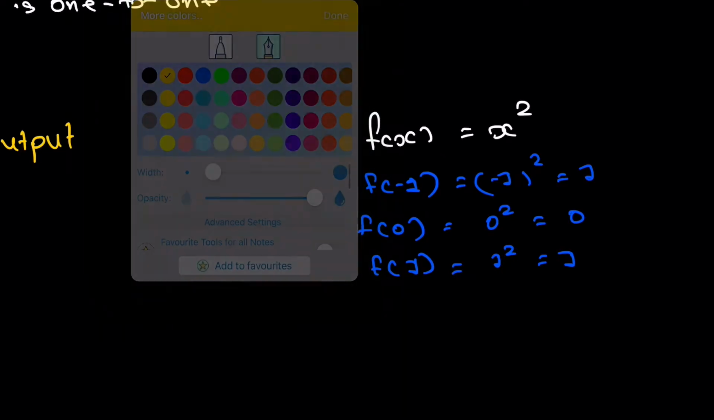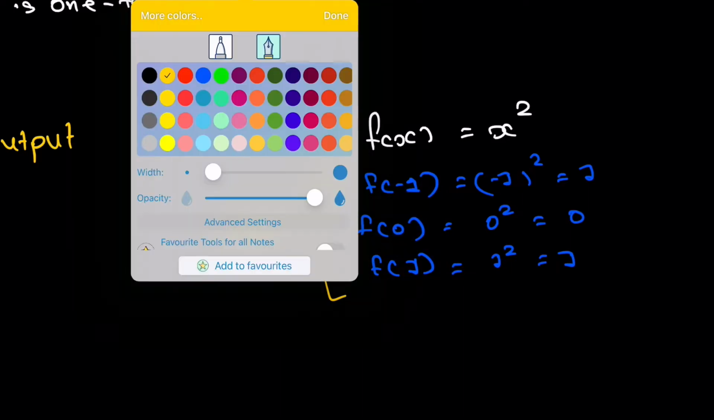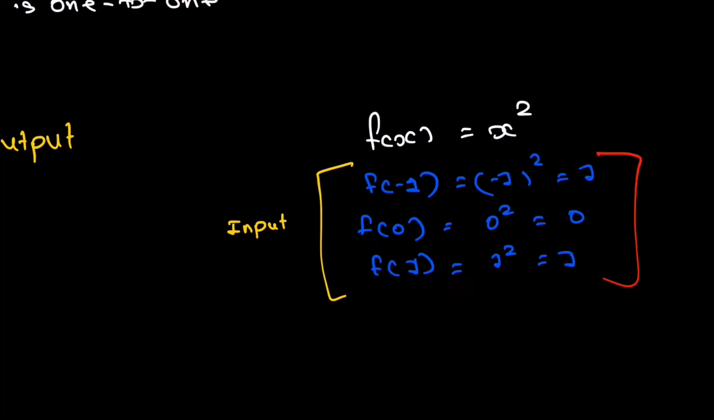Now, have a look. All of these input values are different. Negative 1 is different to 0, 0 is different to 1. All of these numbers are different. However, when we consider their output values, these two numbers are the same: 1 and 1. They're both positive 1.